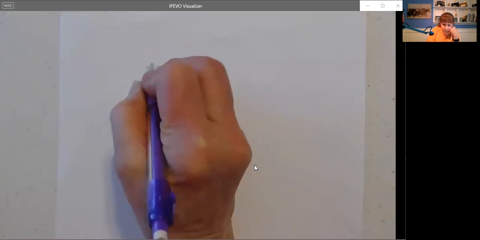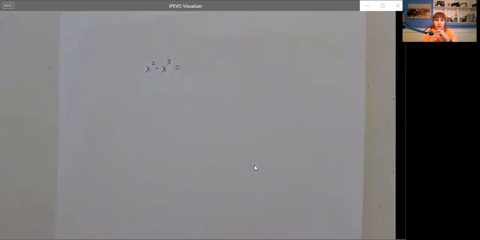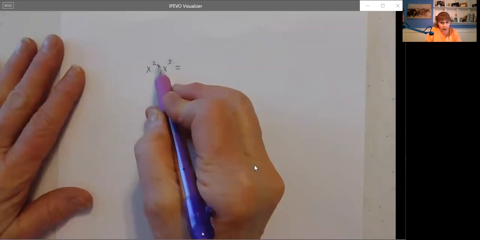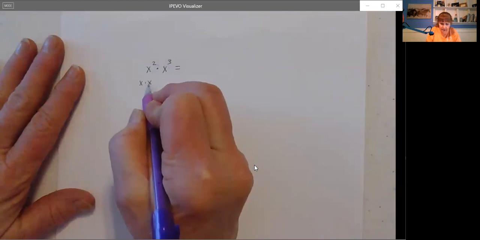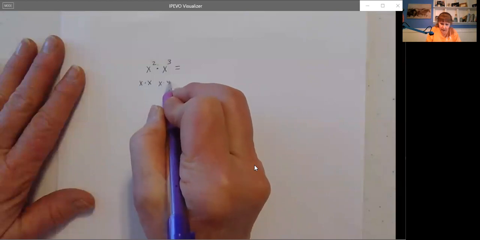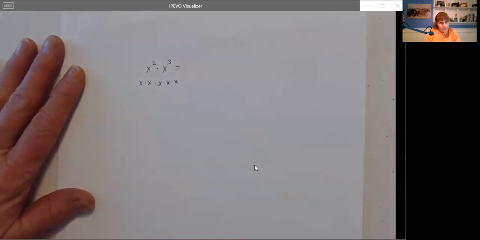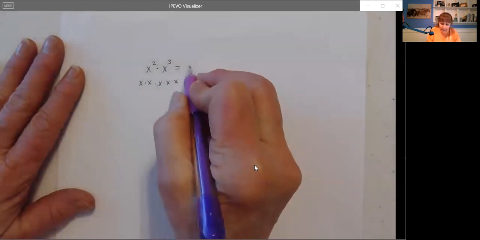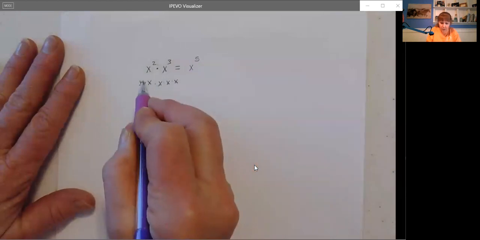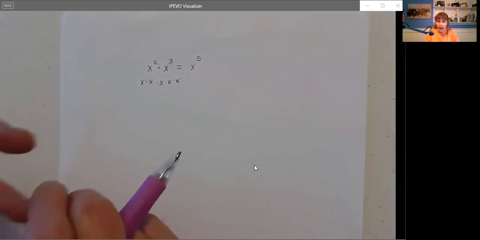To begin with, we're going to look at our first rule: if you are multiplying bases that are the same, you add exponents. So here, if we have x squared, which means we have x times x, that's what the x squared means. X cubed means that we have three x's, x times x times x. When you combine these, you get x to the fifth because you've got 1, 2, 3, 4, 5. So when you're multiplying bases that are the same, you add the exponents.